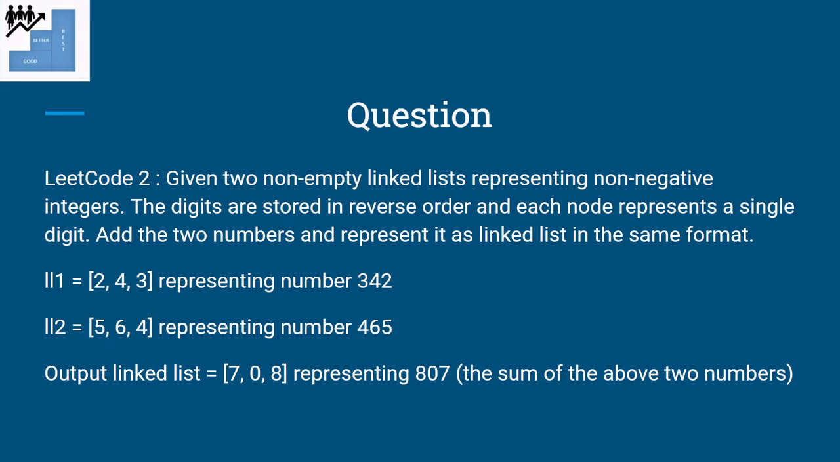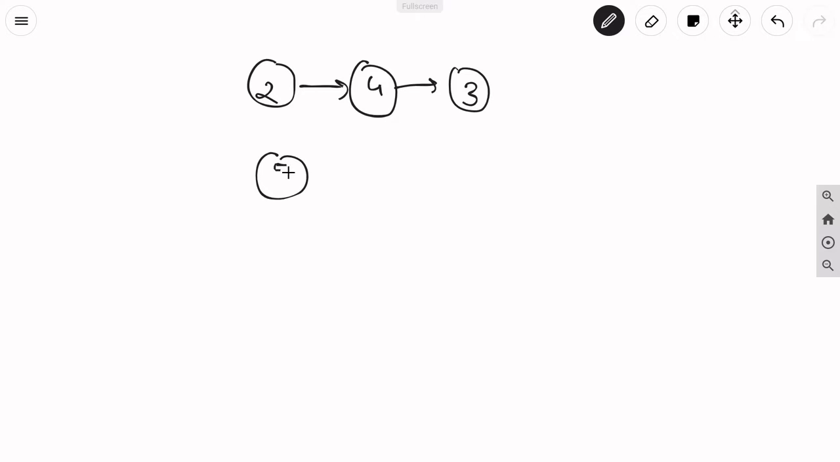Okay, let's understand the approach to solving the question. We have two numbers, 2, 4, 3 and 5, 6, 4. As already mentioned, this is the units place, and then the weightage goes on increasing. The approach is very simple.